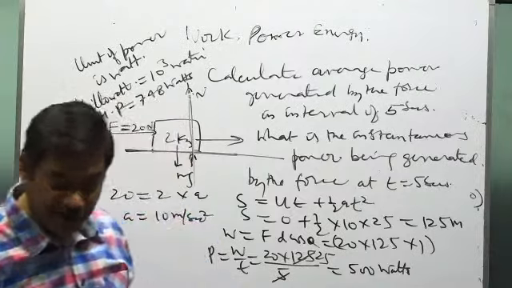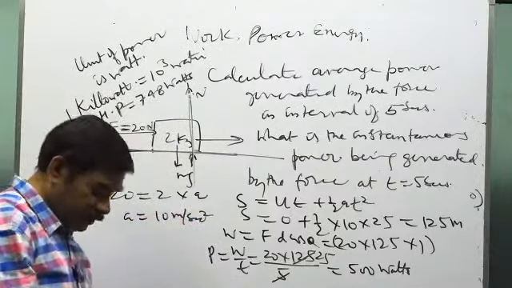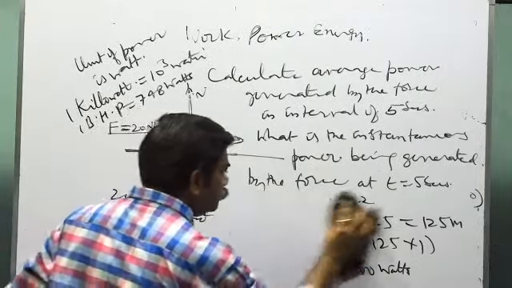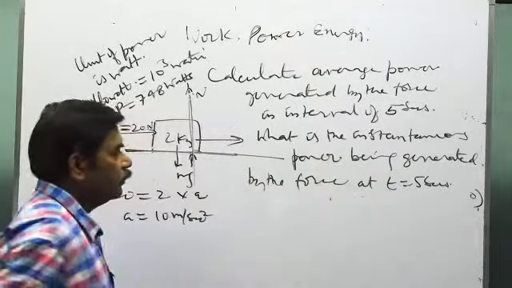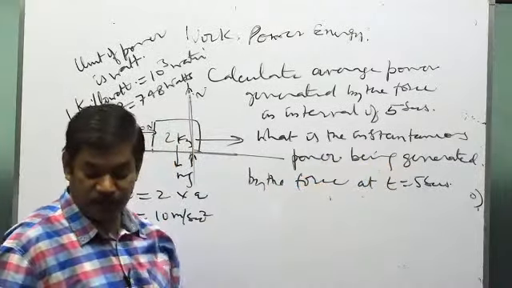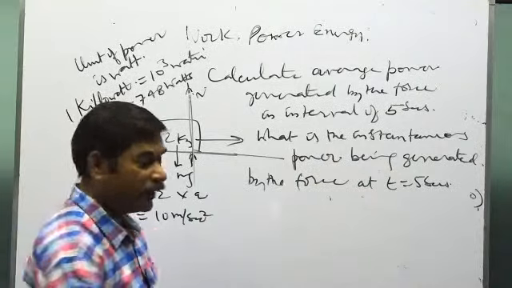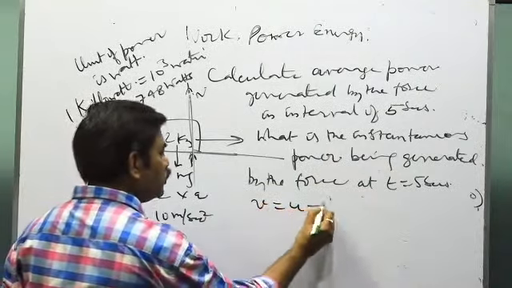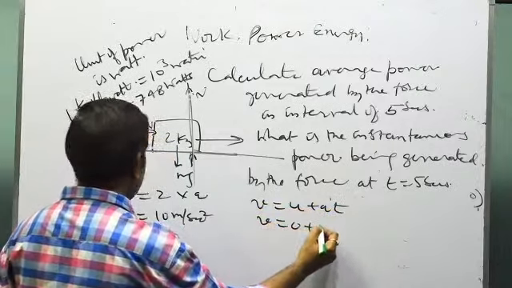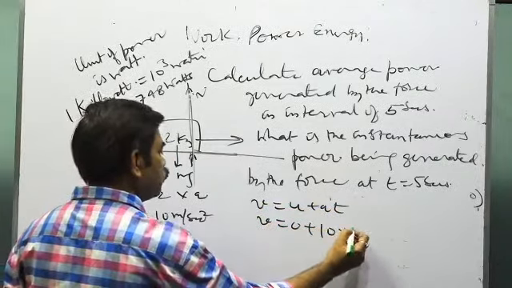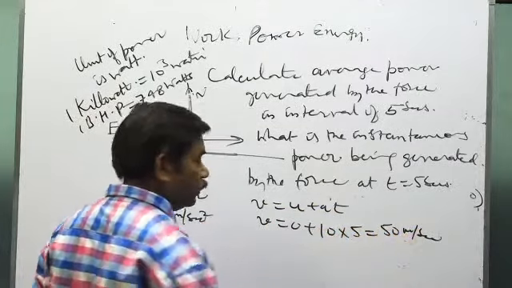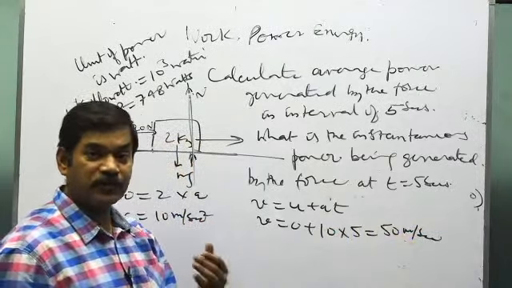Now see the instantaneous power. I'll tell you that also. Instantaneous power being generated by the force at time t equals 5 seconds. What you need to calculate is the velocity at t equals 5 seconds. So v equals u, which is 0, plus a t: a is 10, t is 5. So that is 50. Velocity is 50 meter per second.